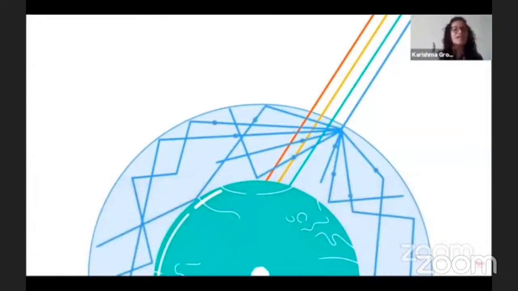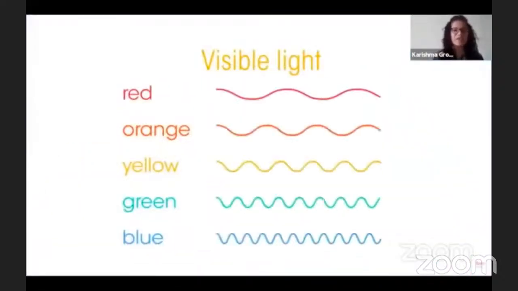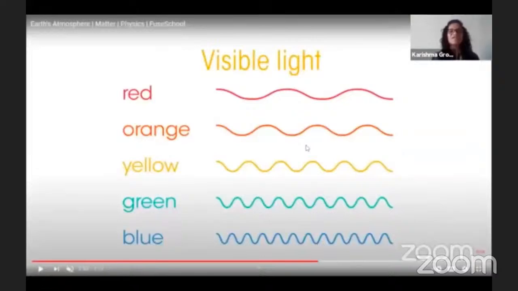Yes, blue color has the shortest wavelength. Let's look at the wavelengths which are here. The colors that we see are red, orange, yellow, green, and blue. Now, why do we see blue color? If you see, red has the longest wavelength. Next is orange, next is yellow, then green, and the last is blue. So blue has the shortest wavelength.